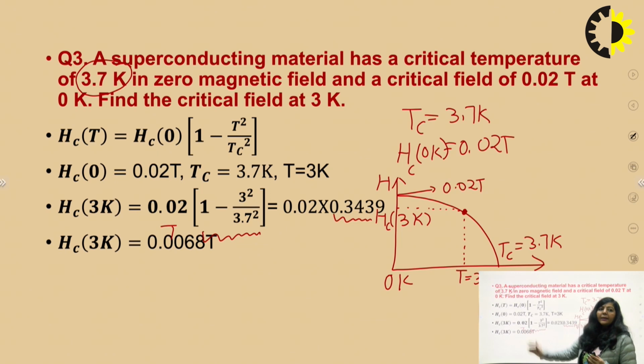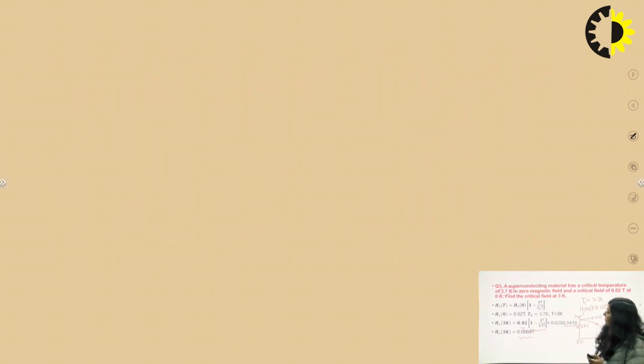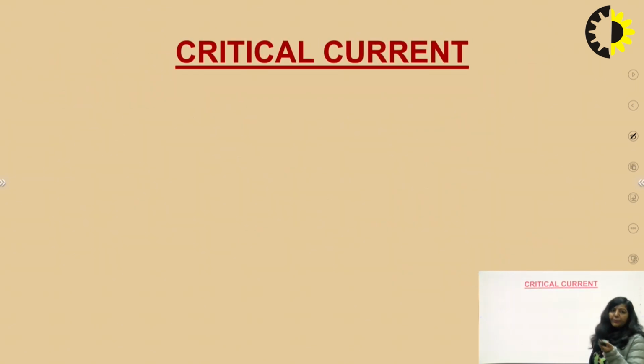So if the contribution of temperature increases, then obviously the contribution of critical magnetic field will decrease. So you can see here the critical magnetic field at 3 Kelvin has a smaller value than the critical field at 0 Kelvin. So the result is 0.0068 Tesla. So these were some problems based upon critical magnetic field: how to find the critical magnetic field at any temperature T which is less than Tc, as well as how to find the critical temperature of a certain material if you have critical field at two different temperatures.